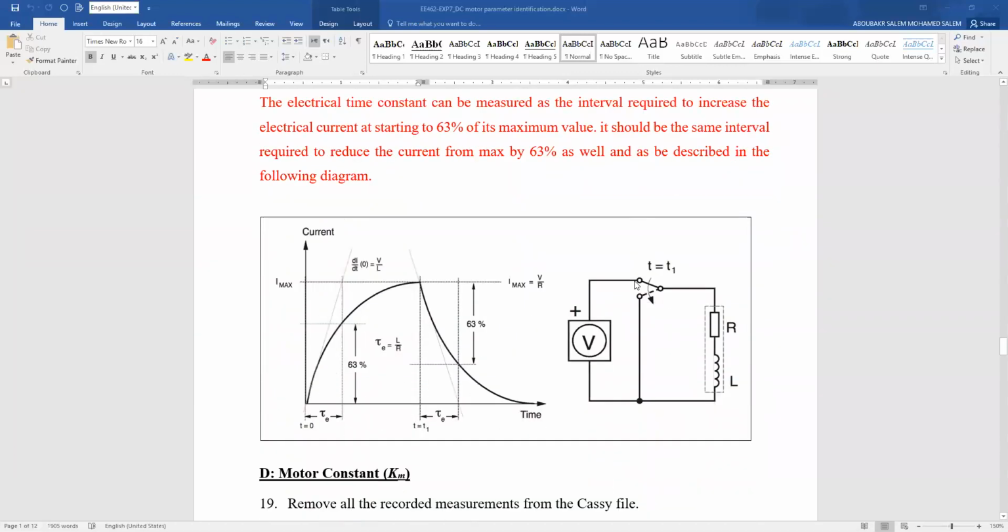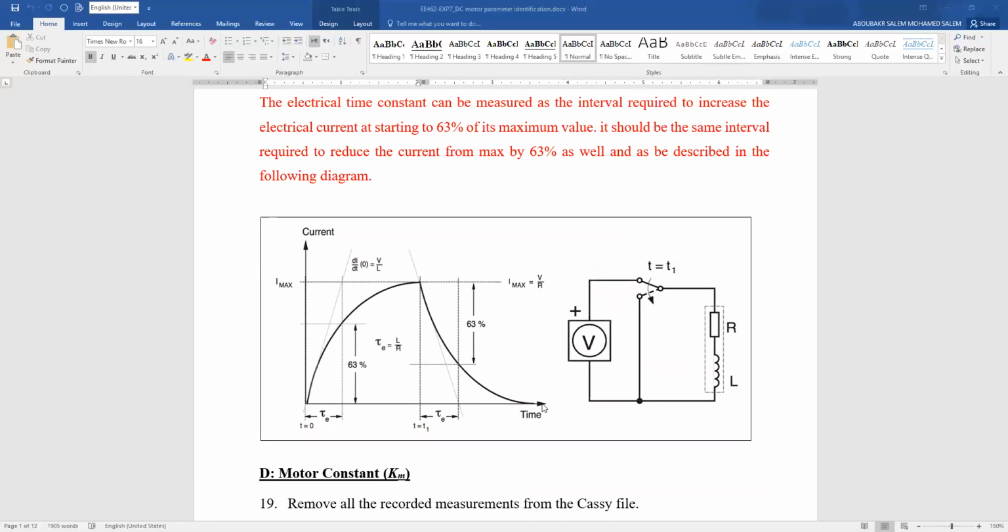Simply, this is the curve we are going to have. Actually, we will get the curve from the interval t equal t1. Why? Because when we were in this part, the supply was connected to the motor. So we switched the motor off, which means the current will be reduced until reaching 0.